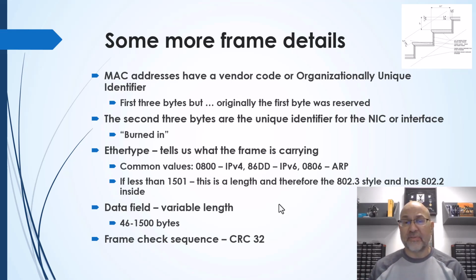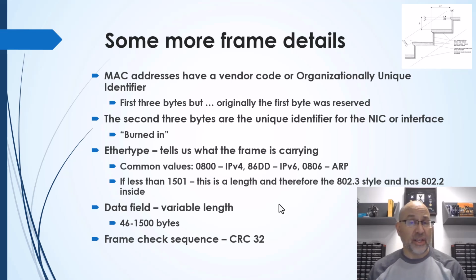If it's less than 1501, this is a length field, and therefore is going to be really what we call the 802.3 style, and it has to have an 802.2 header inside in the data field. Finishing this off, we have a data field that follows. It's 46 to 1500 bytes of variable length. Now, again, if you've got an 802.2 header, it's a little bit less than that. And our frame check sequence is the cyclical redundancy check that's 32 bits long or 4 bytes.